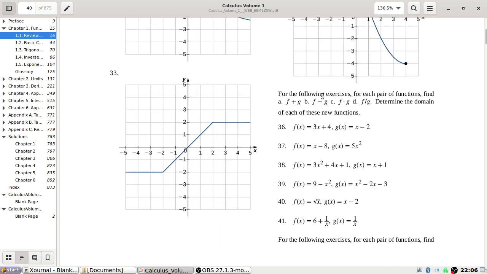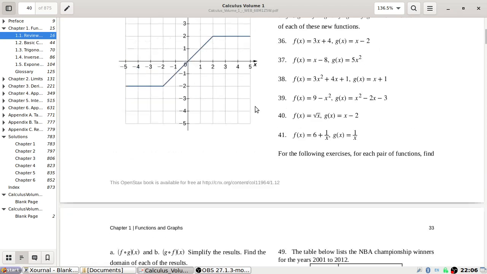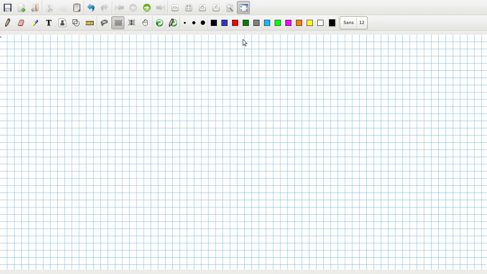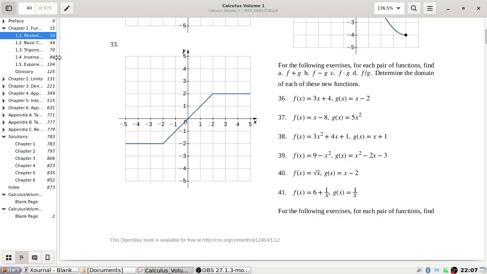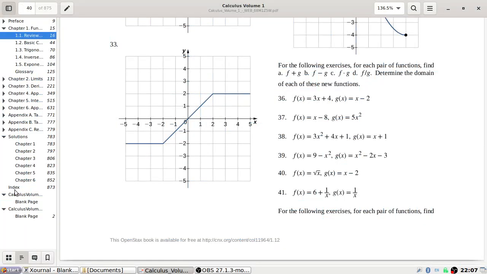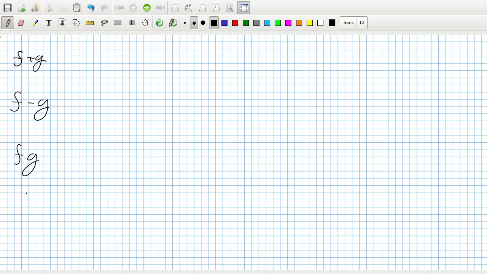Okay, for each of the following exercises, find each pair of functions. For each pair of functions, find sum, difference, product, and division. Okay, let's have a look. So, sum, difference, product, and division.